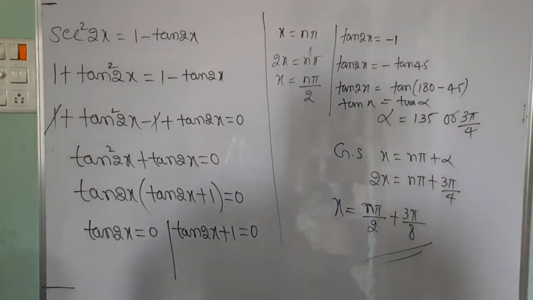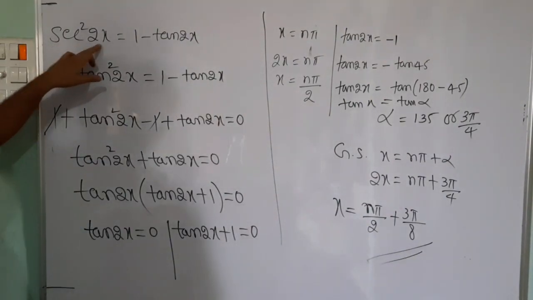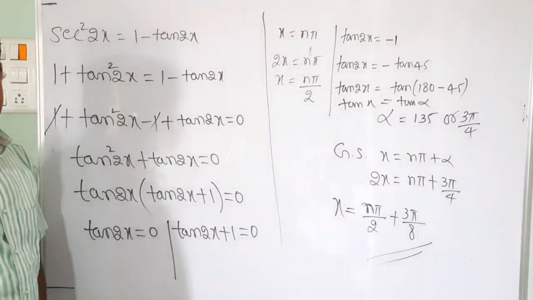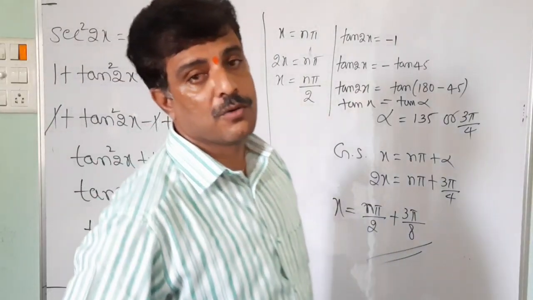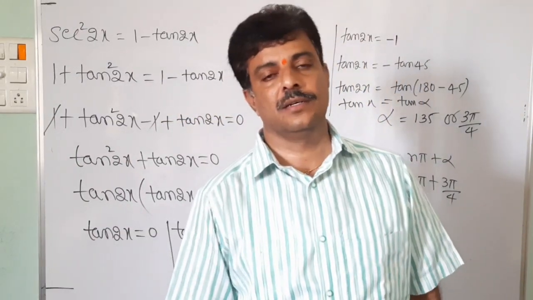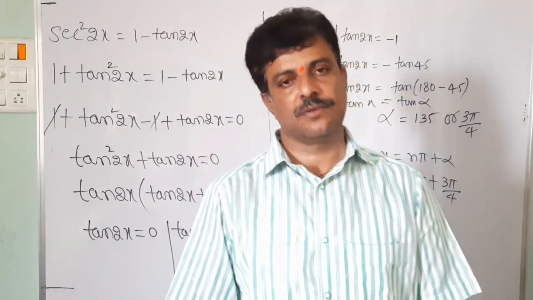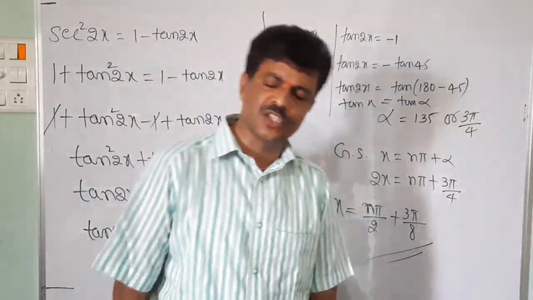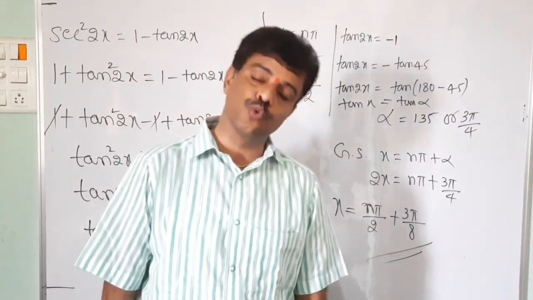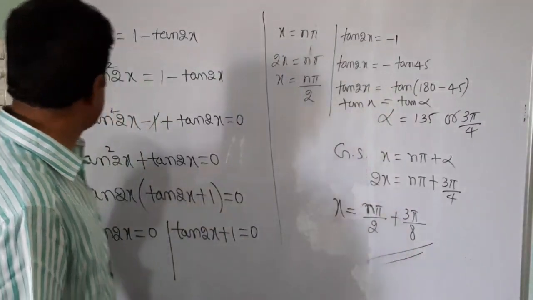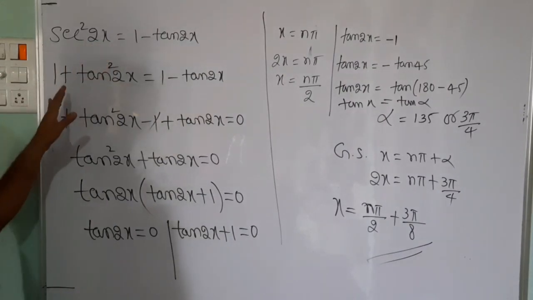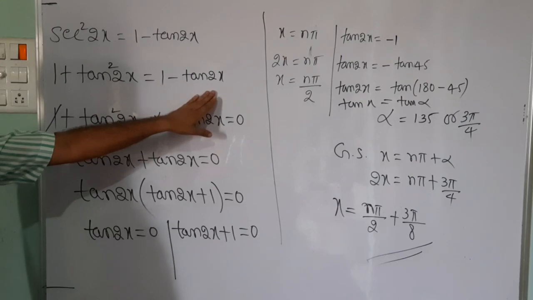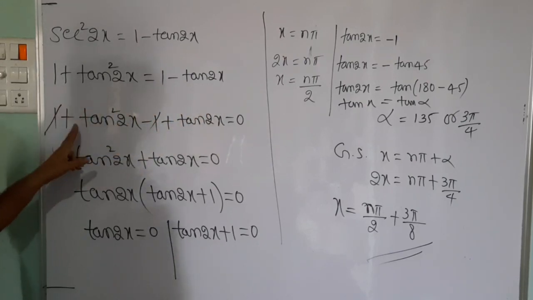I will explain this once more, otherwise you won't understand. Secant square 2x is in the form of secant square theta. Secant square theta is equal to what? 1 plus tan square theta. You know that. But we need secant square 2 theta. Secant square 2 theta is equal to 1 plus tan square 2 theta. That is the formula. Here secant square 2x can be written as 1 plus tan square 2x is equal to 1 minus tan 2x.